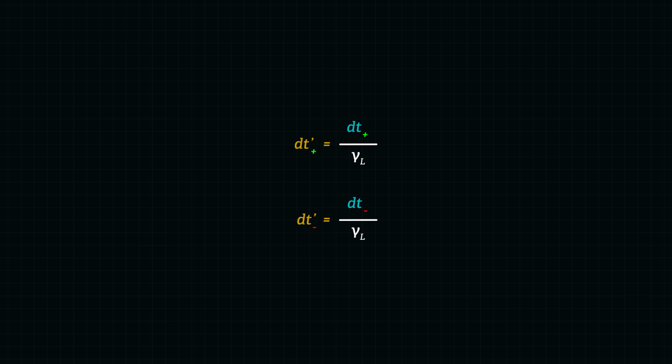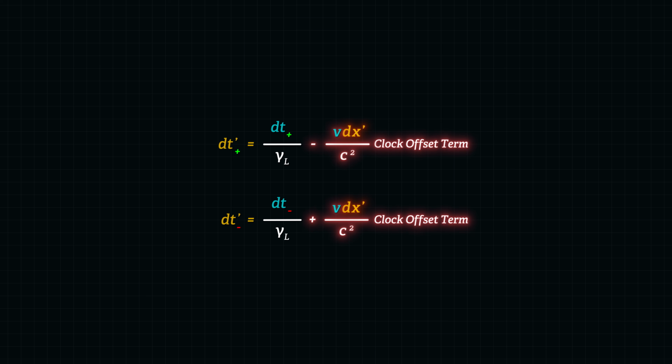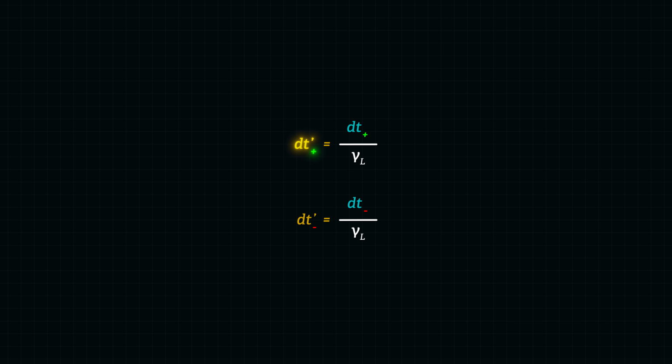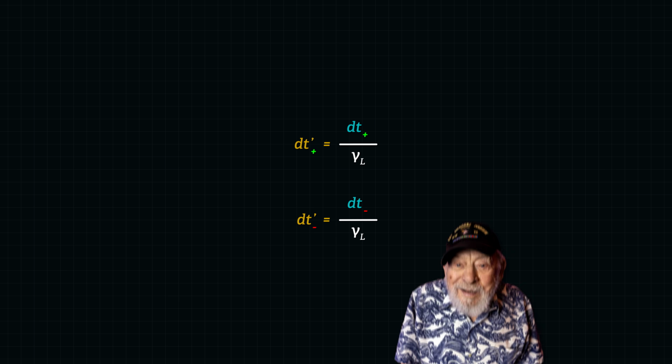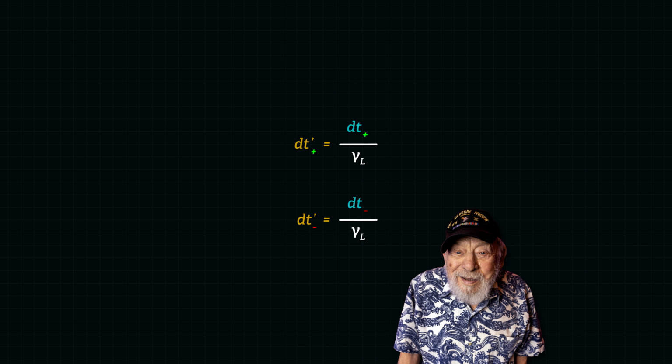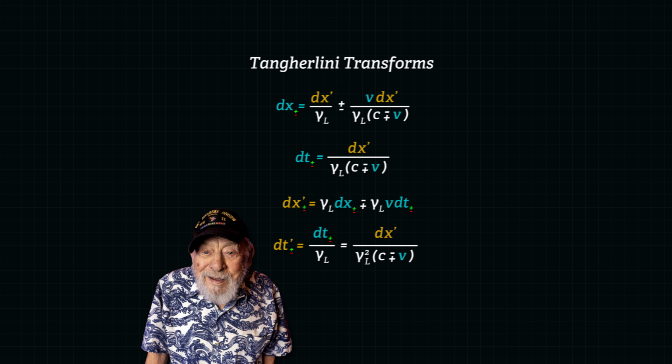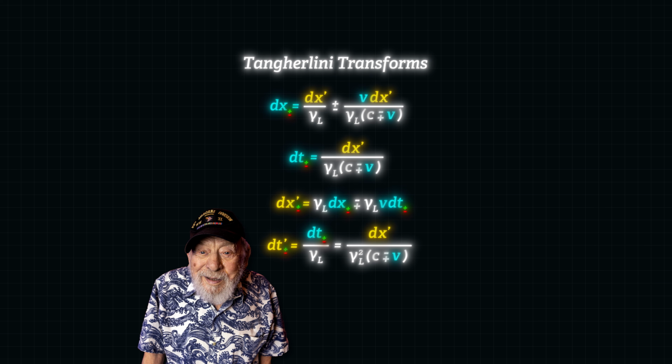We can predict the results by removing the rightmost terms of the Lorentz frame S' time transform, such that dt' plus becomes dt plus over the Lorentz gamma factor, and dt' minus becomes dt minus over the Lorentz gamma factor. This modification was proposed by Frank Tangerlini in 1961. The resulting formulas are called the Tangerlini transforms.